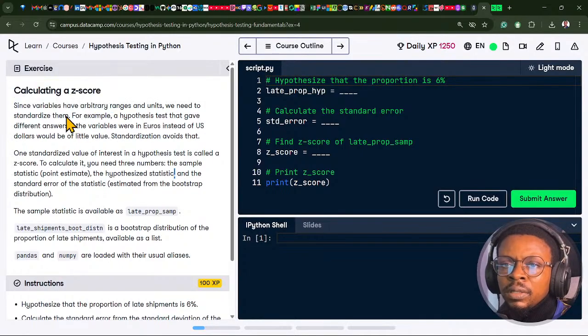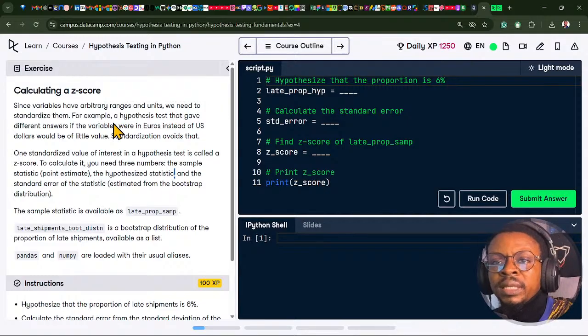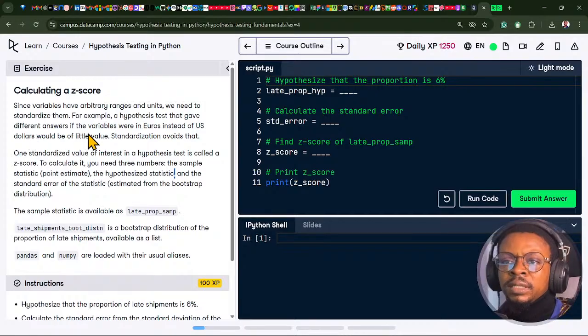Calculating a z-score. Since variables have arbitrary ranges and units, we need to standardize them. For example, hypothesis tests that gave different answers if the variable were in euros instead of US dollars would be of little value. Standardization avoids that. One standardized value of interest in a hypothesis test is called a z-score. To calculate it, you need three numbers: the sample statistic, the hypothesized statistic, and the standard error of the statistic.